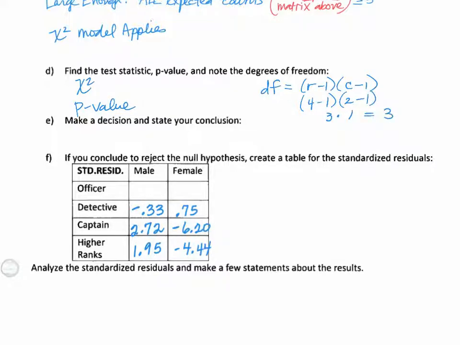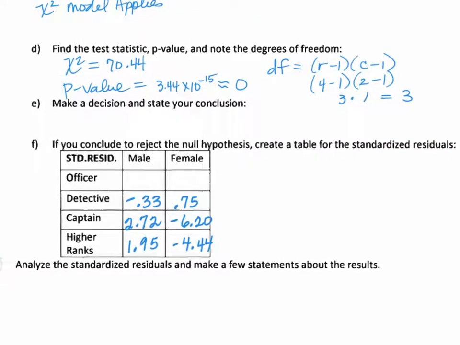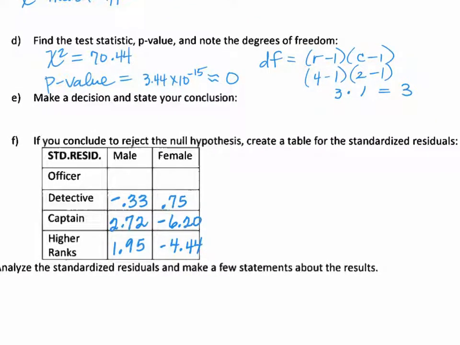And so that degrees of freedom is 3. So I'm going to give you about 2 minutes to put this into your calculator and get the numbers. Go. After you've put that in your matrix and you got your values, your chi-squared is 70.44, and the p-value is quite small, 3.44 times 10 to the negative 15, so approximately 0.